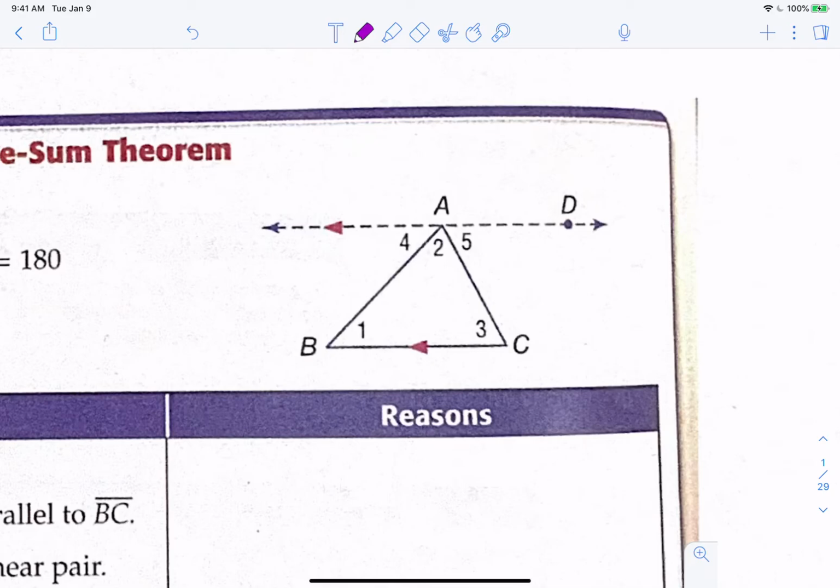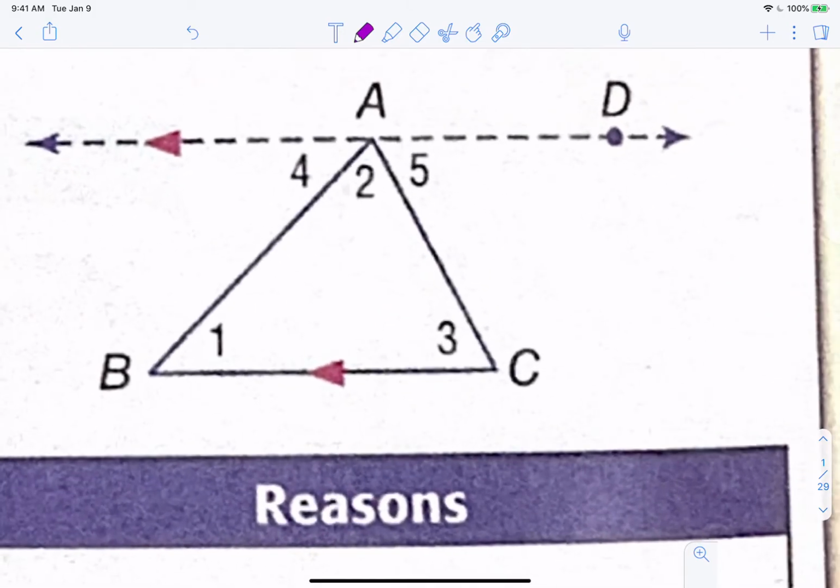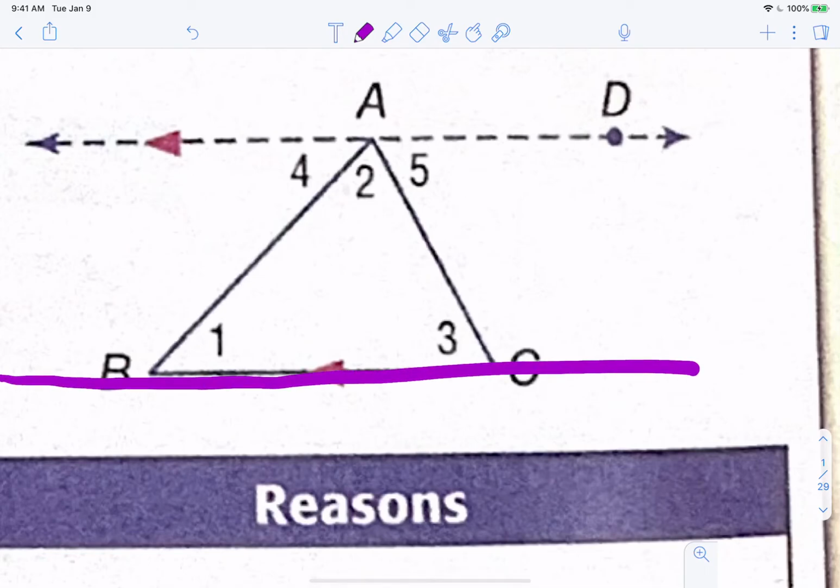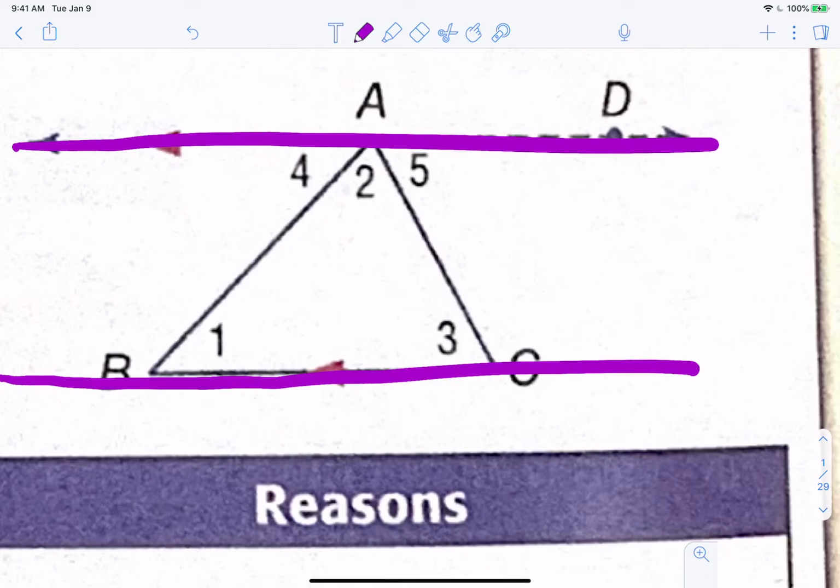I kind of just showed you that with the arts and crafts that I just did, but I'm going to go through it with you. We're not going to fill this proof in, but I'm going to walk through why this works. This bottom line, BC, and then they did a dotted line through the top, through the vertex A. Those two lines are parallel to each other.